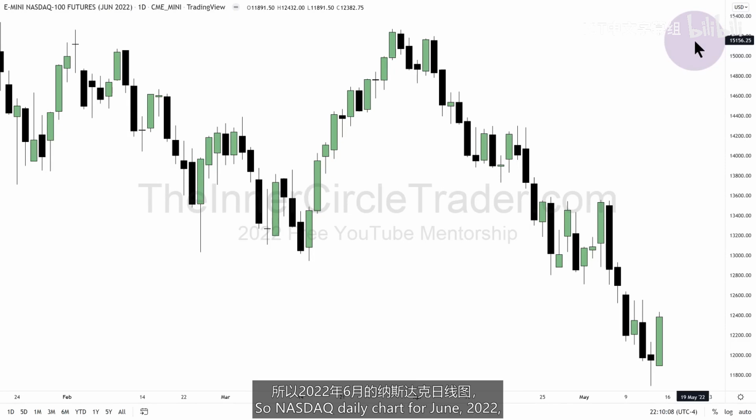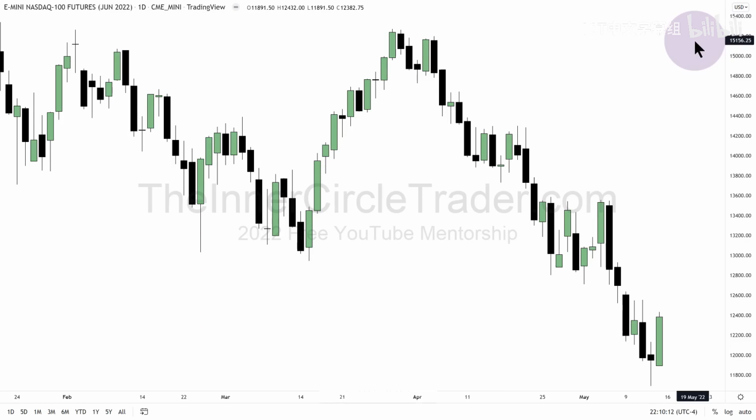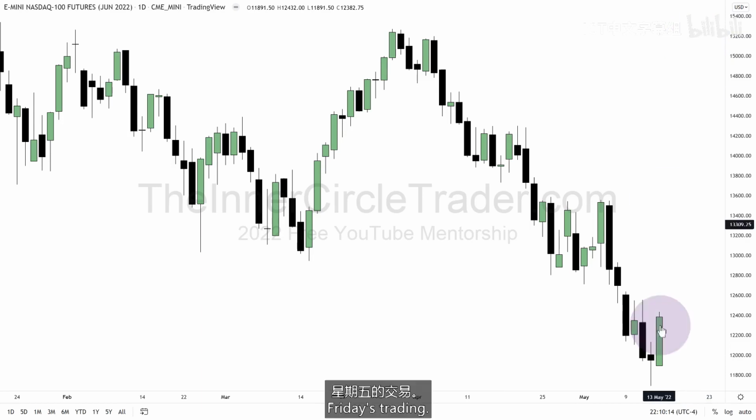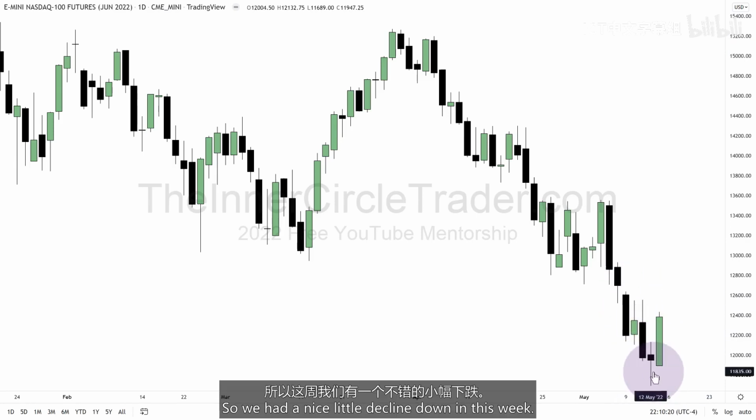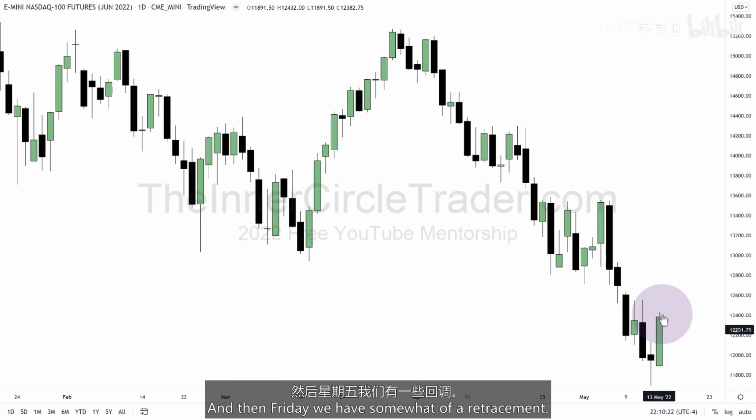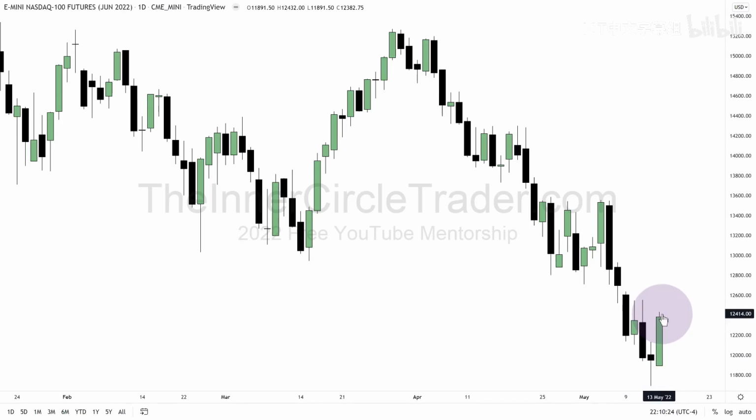All right, so NASDAQ daily chart for June 2022. And here we have Friday's trading here. Okay, Friday, Thursday, Wednesday, Tuesday, Monday. So we had a nice little decline down in this week, and then Friday we have somewhat of a retracement.